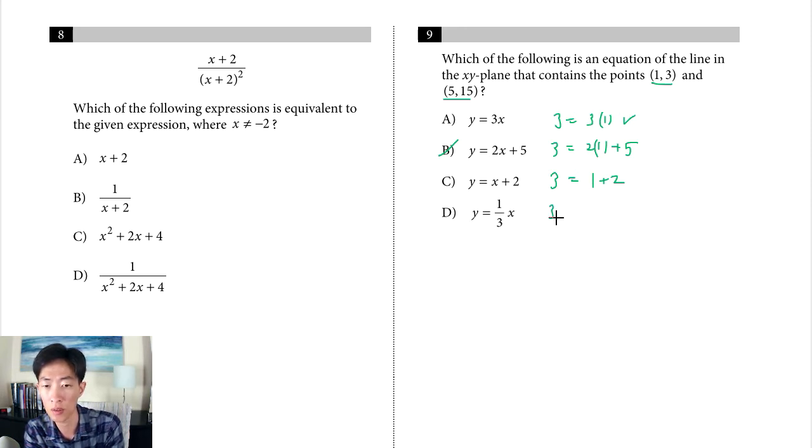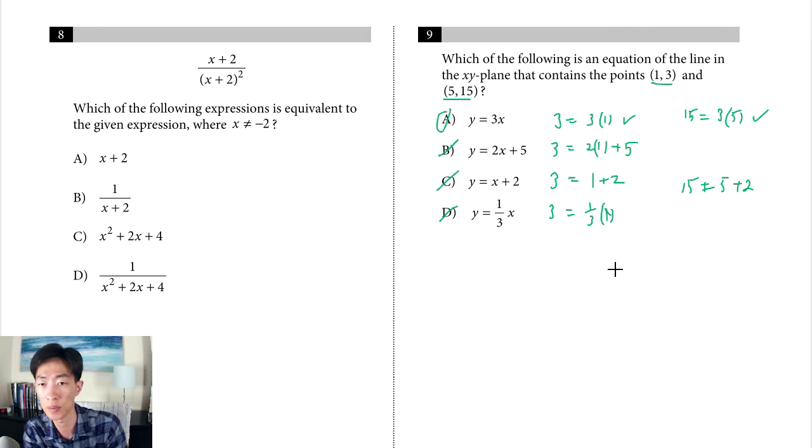Choice D, 3 equals 1/3 of 1. Obviously not going to work. So now that we plugged in 1, 3, let's plug in 5, 15 for the remaining. So 15 equals 3 times 5. That definitely works. And for choice C, 15 equals 5 plus 2. Not going to work. So choice C is out, and choice A is our answer because it works for both of these points.